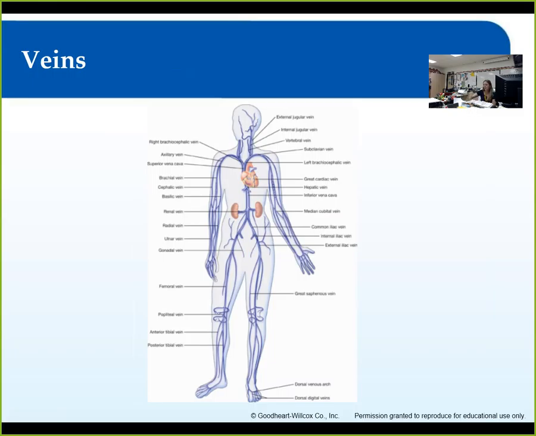On the right side of page 391, I want you to know external jugular vein, internal jugular vein, subclavian vein, left brachiocephalic vein, inferior vena cava, common iliac vein, and internal iliac vein. Oh, and one more, the great saphenous vein is the other one that I want you guys to know. All right, so those are the ones you guys will need to know and memorize and know where they are.